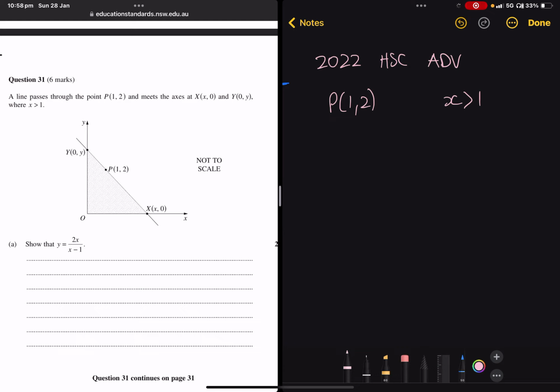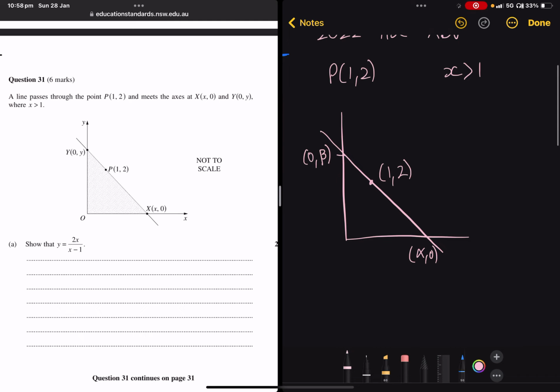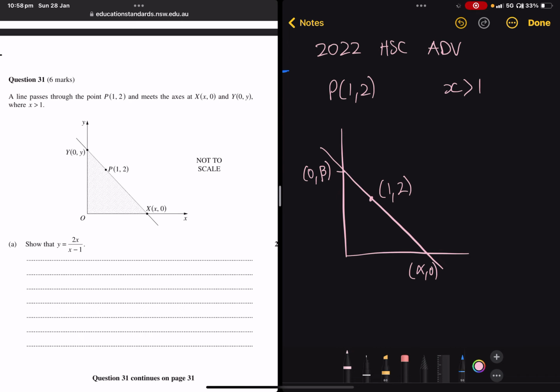So immediately I'm going to change what this question looks like, and I'm going to answer a slightly different question, then sub the variables back in at the end to get the answer. I'm going to redraw this diagram, redraw this line. This is the point (1, 2). I'm going to call this (0, beta), and I'm going to call this (alpha, 0). So now the coordinates are alpha and beta, not x and y. And now I want to find a formula linking alpha and beta.